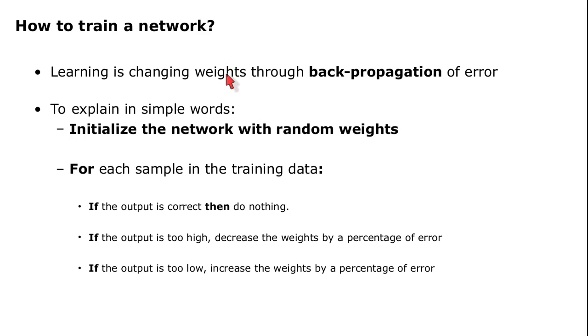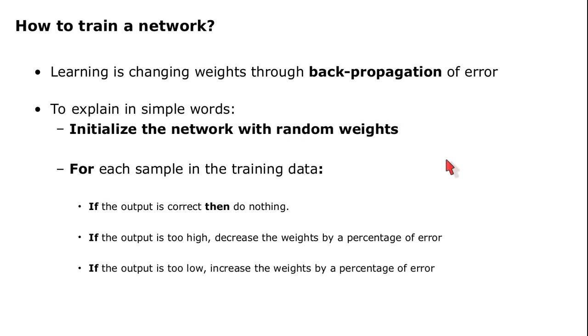Training of the network is all about changing the weights of the hidden nodes and the nodes in the output layer by using backpropagation of error. To explain backpropagation of error in simple words, you start by initializing the network with random weights. So every node in the network, and the weights in every node, are initialized to random values. You take every sample in the training data, pass that sample through the hidden layer and then the output layer, and note the output obtained using these random weights.